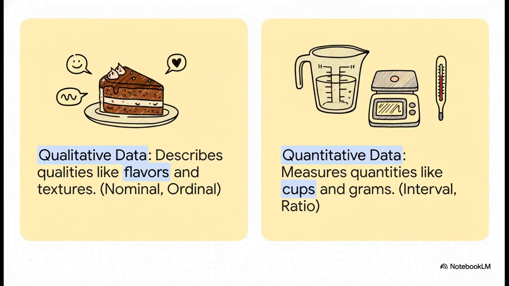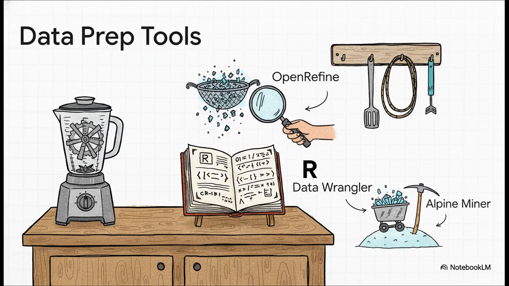And knowing your ingredients means understanding what kind of data you have. Is it qualitative? You know, stuff that describes qualities like flavors or textures. Or is it quantitative? Stuff you can measure with numbers, like cups of flour or grams of sugar. Knowing the difference is absolutely crucial for how you're going to use it later. And like I said, pros don't do this all by hand. They have a whole toolbox of kitchen gadgets. You'll see things like Hadoop, OpenRefine, Data Wrangler. These are specialized tools designed to help manage this whole complex and sometimes messy process.